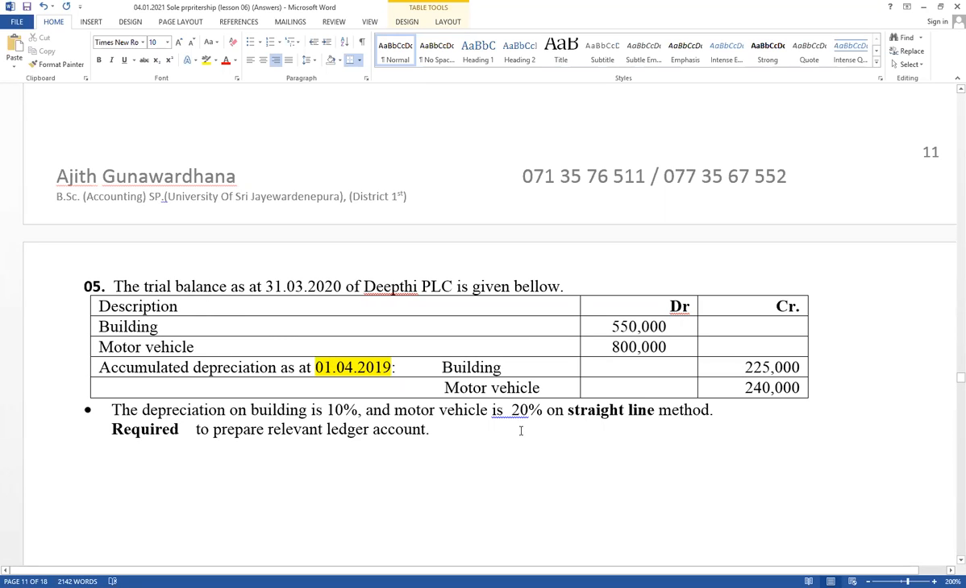Right. Straight line basis, it has given percentage. If it has given percentage, cost value into percentage. Method is straight line basis. I will discuss reducing balance method also. Very important this one. Right.